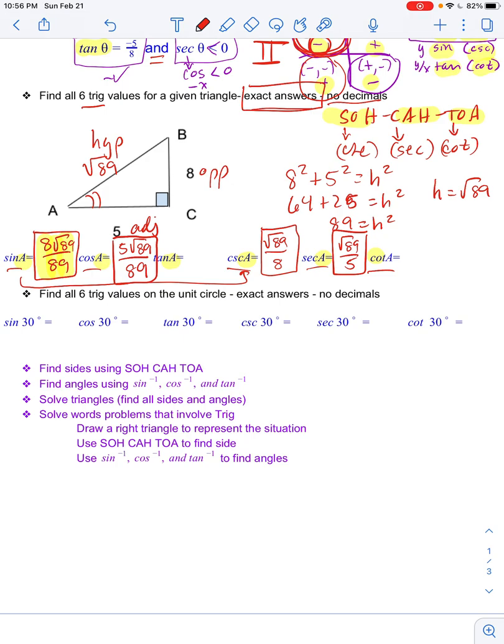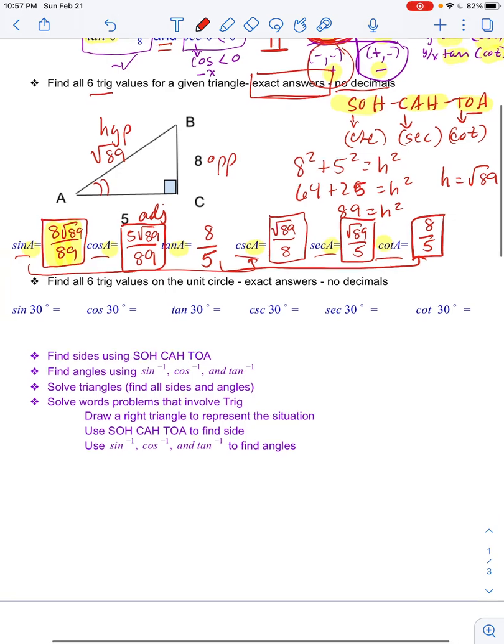Tangent, thankfully, is going to be easier. Opposite over adjacent. Opposite side is 8, adjacent side is 5. Then I sneak over here to cotangent and simply flip my answer over. So I can get all 6 of them by knowing the first 3 of them.